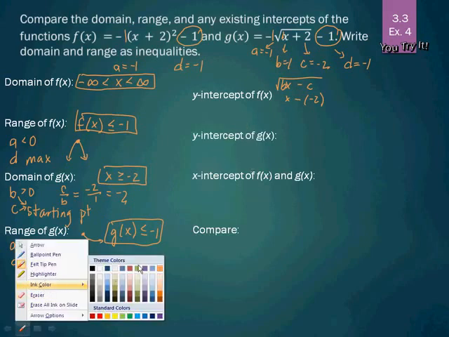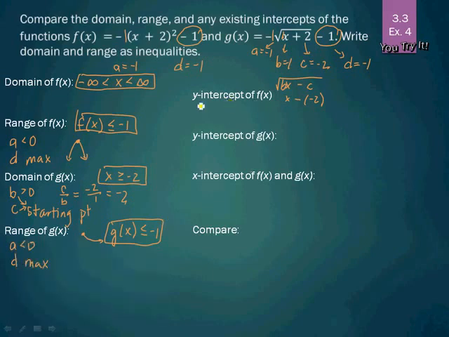All right, so for the y-intercept of f of x, I'm going to go ahead and switch pens so that we can see this a little bit better. So the y-intercept, we know that with y-intercept, x equals 0. So let's plug in 0 for x in our function, f of 0. So we have negative, parentheses 0 plus 2 squared minus 1. So 0 plus 2 is just 2. So we have negative 2 squared minus 1.